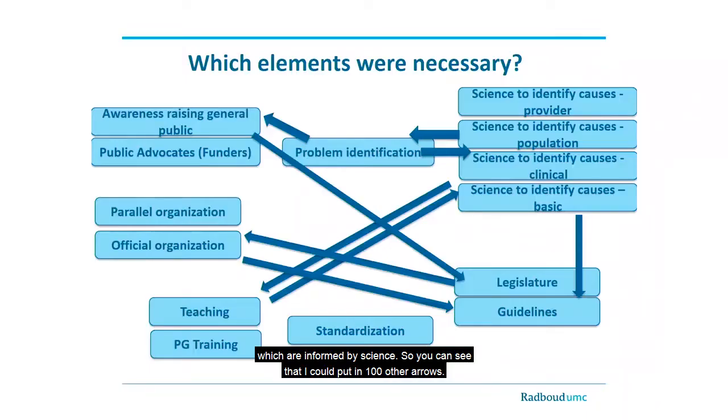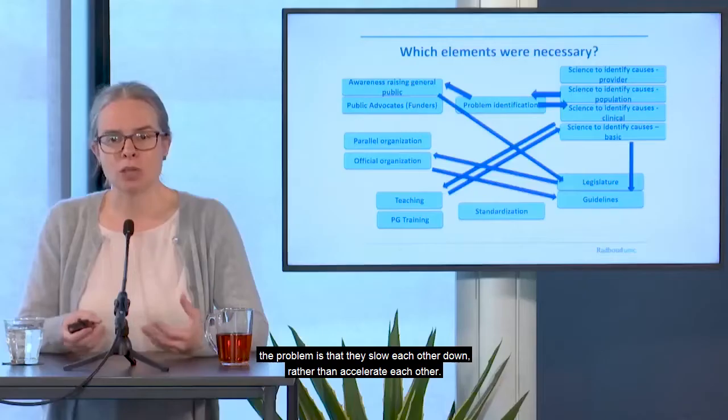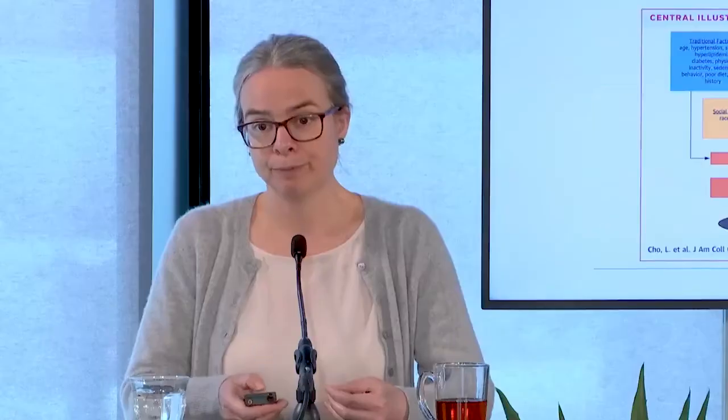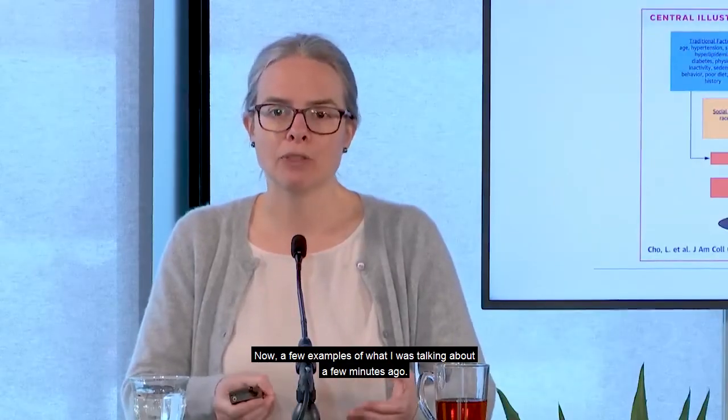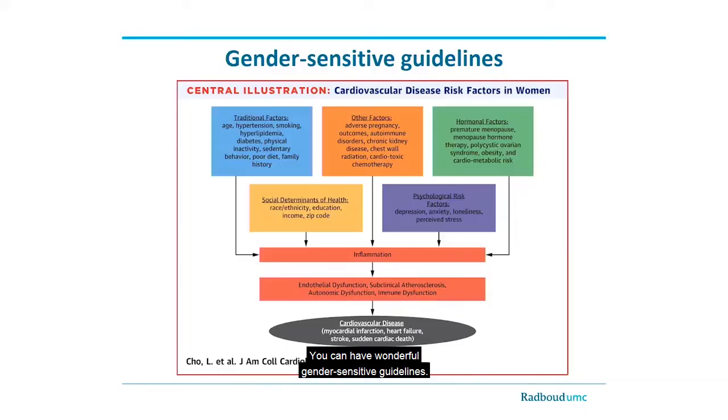So you can see that I could put in 100 other arrows. But the whole point here is all of these things are interconnected. And as long as we don't treat them in an interconnected fashion, the problem is that they slow each other down rather than accelerate each other. And this is one of the essential aspects to keep in mind when you try to implement anything. Now, a few examples of what I was talking about a few minutes ago. You can have wonderful gender-sensitive guidelines. So these have been developed in the United States by the American Heart Association since the beginning of the 2000s.